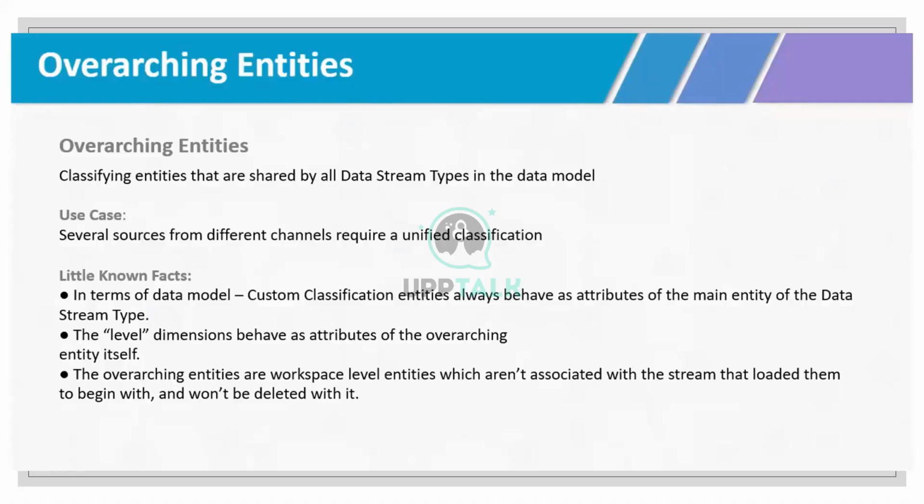What is an overarching entity? It's an entity that is shared by all data stream types in the data model. What is the use case for it? Several sources from different channels require a unified classification. And when you say channels, it can be search, social, web, programmatic display itself. All these data can require a unified classification at one point of time.